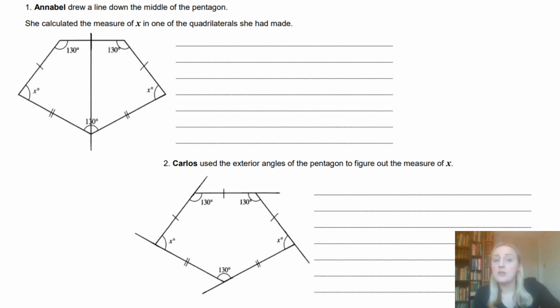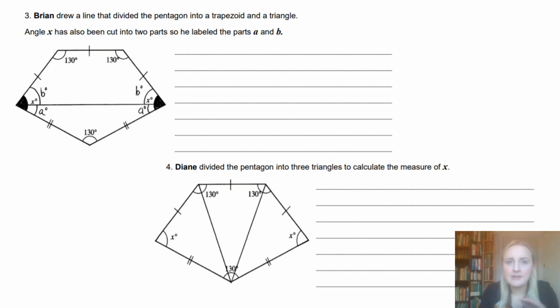So just so you know how the activity works, your students would be shown, right, Annabelle decided to draw a line down the middle, and then you have to follow on from her thinking. So where does she go next with that? Carlos used exterior angles. So where would you go next with that? Brian drew a line to give a trapezium and a triangle. And where would you go next with that? And then Diane divided it into 3 triangles. So all 4 methods will give you a solution.